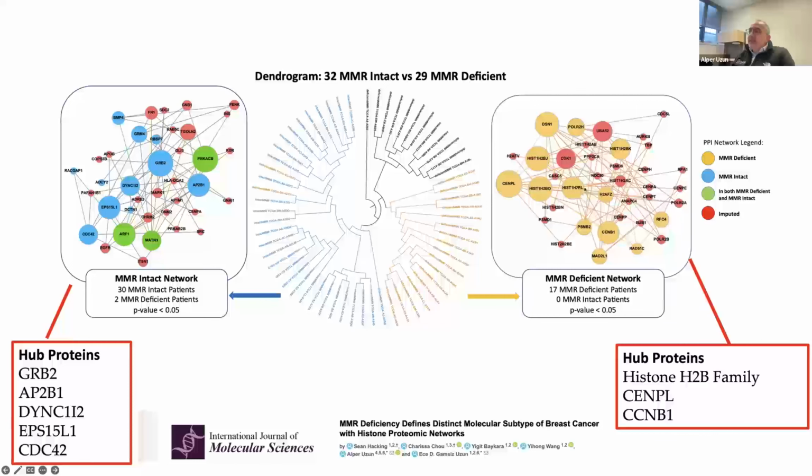These hub proteins, especially in the MMR deficient group, are heavily associated with histone proteins. The hub proteins are histones, and then some other proteins are associated with the hub proteins as well. And you see here other hub proteins from the intact group. Those proteins, for example, can serve as drug targets. In our paper we published last year, we talk about this in detail.